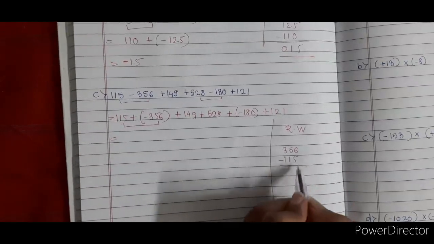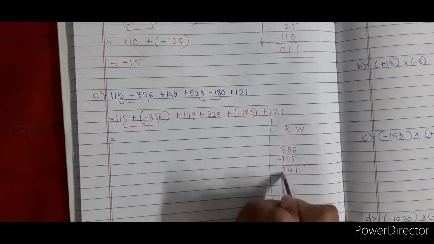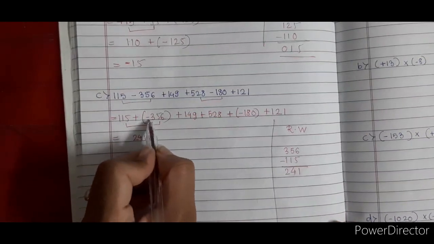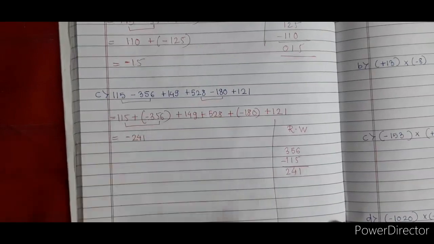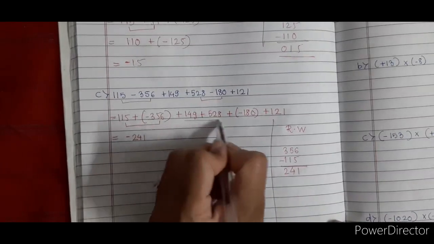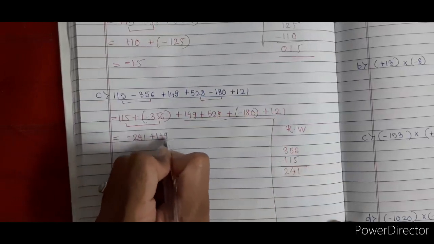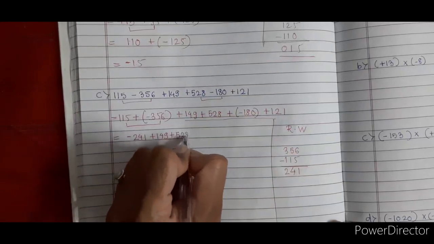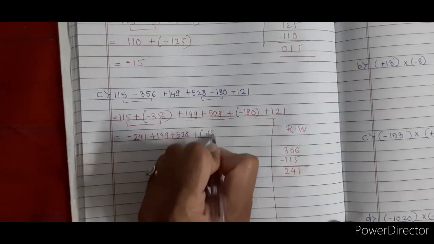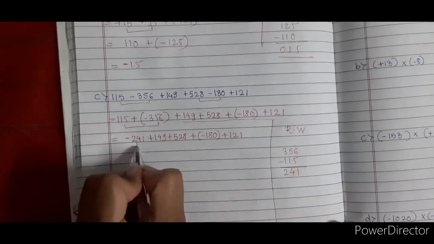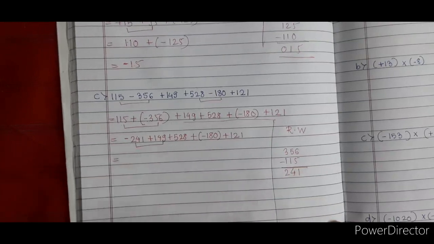What will I get? 142, 241. And the larger number has a negative sign, so minus 241. Write the remaining integers as they are. Plus 125. Again, take two integers at a time.